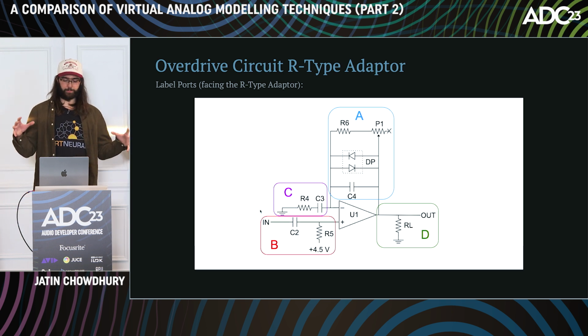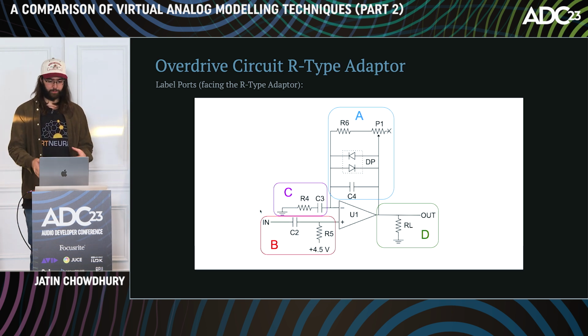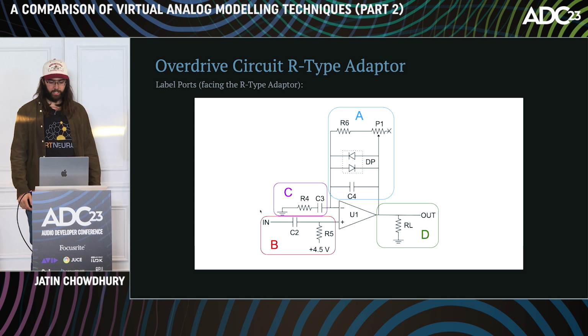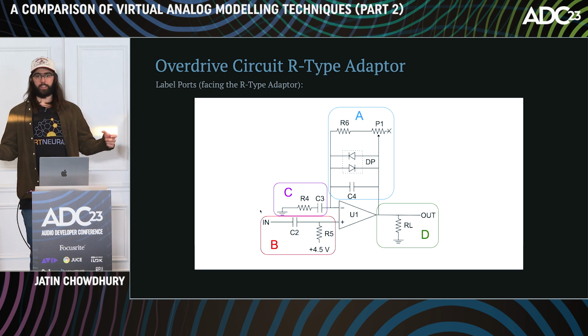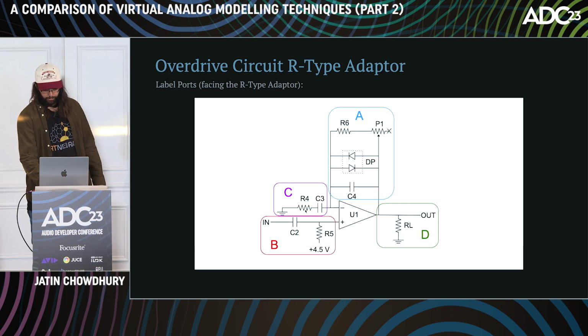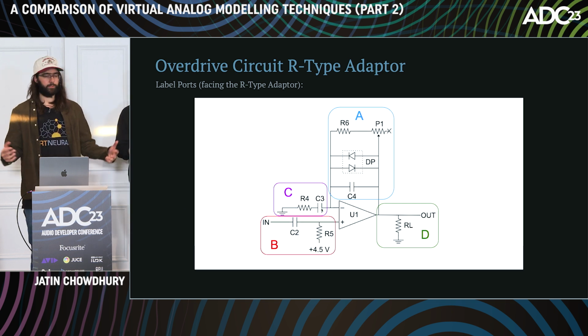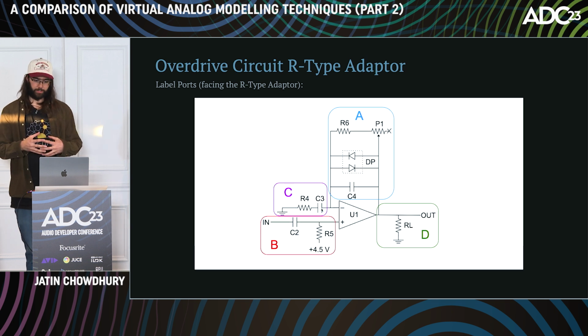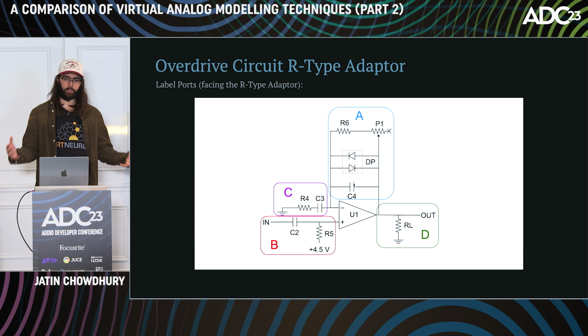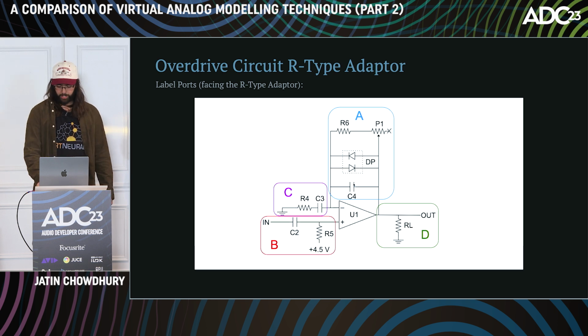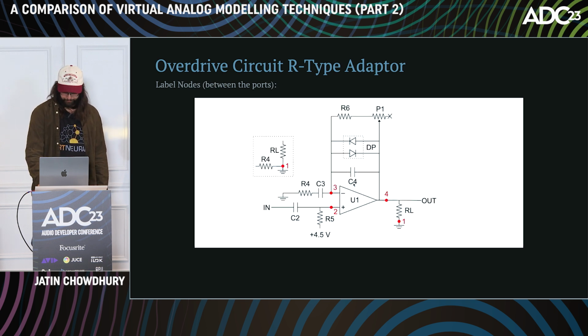So I start by grouping circuit elements into these groups, which here we have A, B, C, and D. And the idea is that any two circuit elements that you can combine in series or parallel can go in a group. So for example, group C is resistor 4 and C3. These are in series with each other, so we can put them in a group together. Similar with the diode pair and capacitor 4, they're in parallel, so they can be in a group together. And that's how you create these groups. Then we need to label the nodes in between the groups. So here we have just 1, 2, 3, and 4.